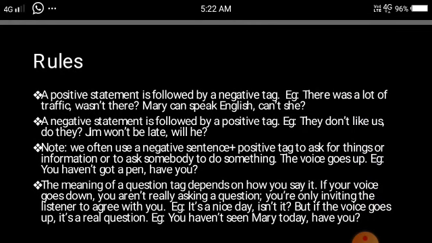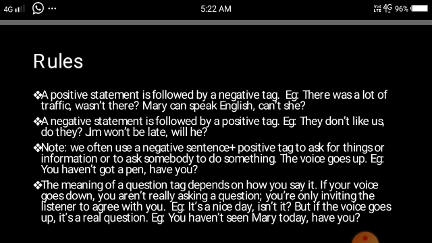Look at the second example. Mary can speak English. Can't she? Now, Mary can. Noun plus the modal can.